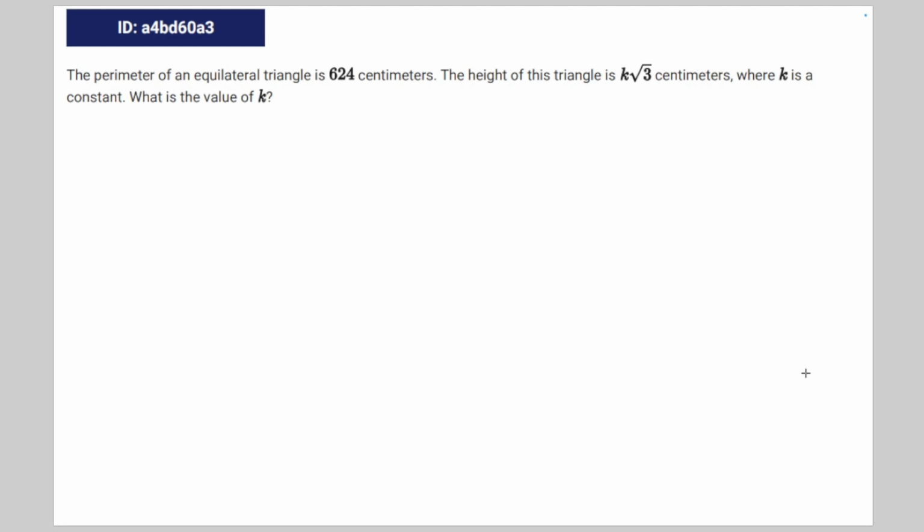Alright, so for the next question, it's going to be an equilateral triangle question. The perimeter of an equilateral triangle is 624 centimeters, and the height of this triangle is k times the square root of 3, where k is a constant. What is the value of k? So we're going to write out the equilateral triangle model. Basically what that means is that each side of the triangle is equal to each other. So let's say A is equal to A is equal to A. And that's how you can express the equilateral triangle.